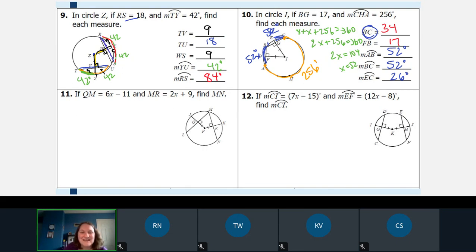All right, nice. Let's look at number 11. Ooh, I like this one. Okay, number 11, we have QM, and they're telling us that's 6x minus 11. And MR is 2x plus 9. Well, QM is part of this chord, LM, and MR is part of this chord, MN. Those two chords are equidistant from the center, so that means those two chords are equal.